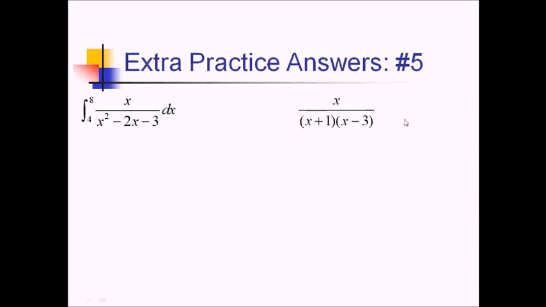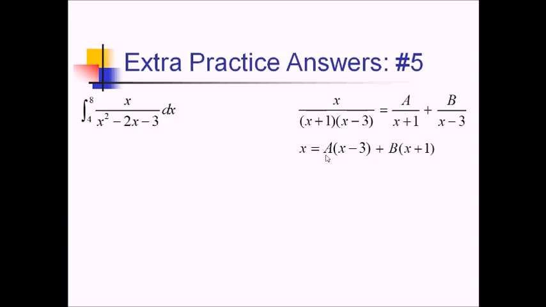And I'm going to set this equal now to a over x plus 1 plus b over x minus 3. Multiplying everything by x plus 1 times x minus 3, that gives me x on the left. On the right, the x plus 1's cancel, so that's a times x minus 3. The x minus 3's cancel, so I've got b times x plus 1. Now I'm going to pick some x values that are going to cancel out a or b, depending on which one I want to solve for.